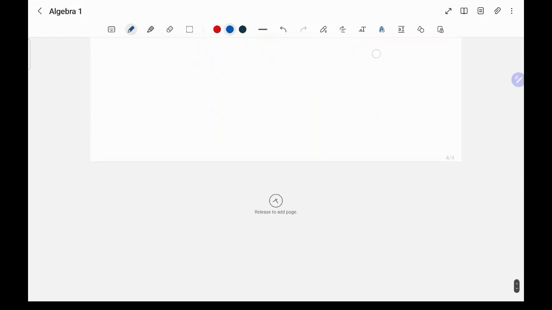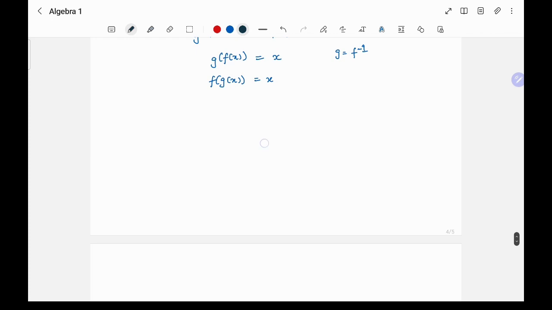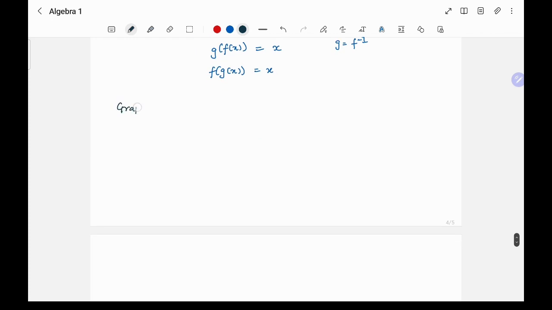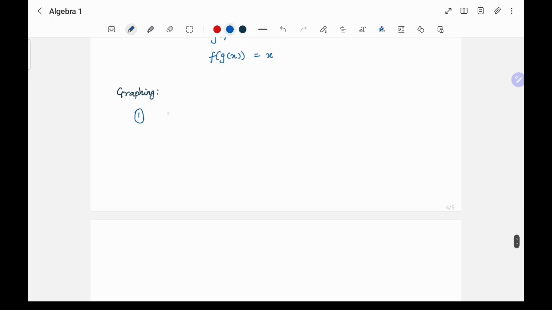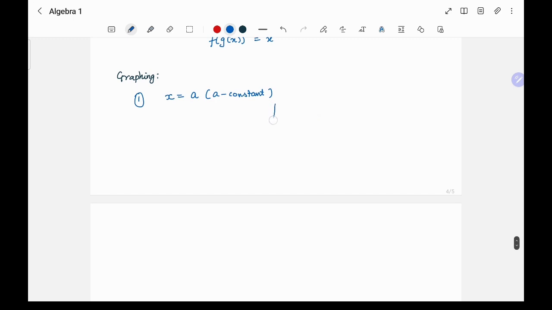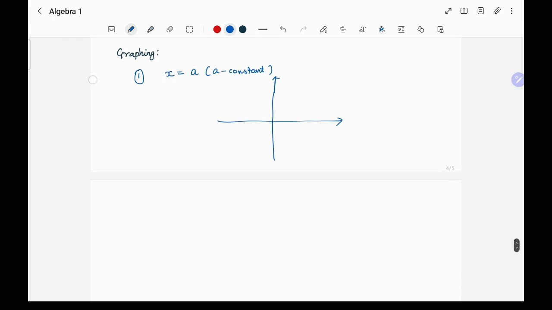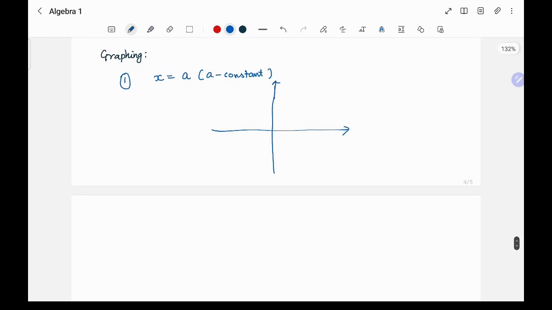Now we'll see some examples of graphs of different equations. First we will see x equal to some constant, a is a constant. You should develop this skill of drawing graphs from equations. Only then will you be able to visualize it quickly and solve questions quickly. Some questions involve drawing graphs rather than solving numerically or analytically.